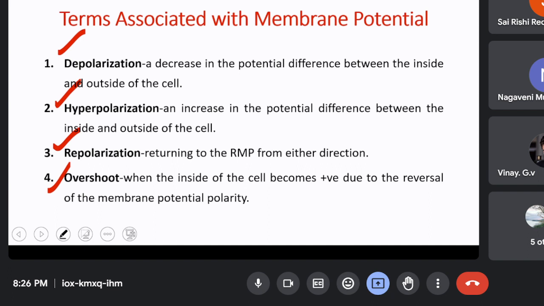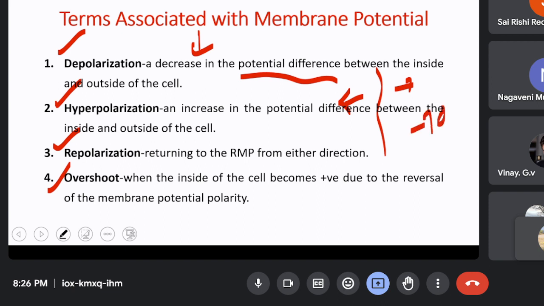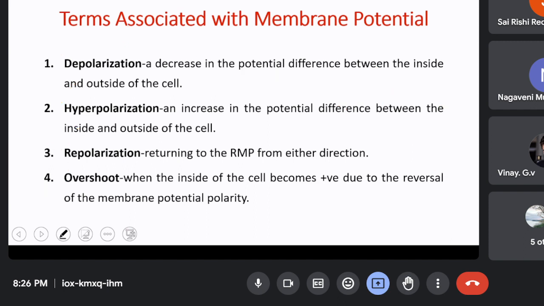Depolarization is a decrease in the potential difference between the inside and outside of the cell. For example, it is 70. So if it decreases, then it is called depolarization. Opposite to which there is hyperpolarization. It is an increase in the potential difference on either side of the plasma membrane.